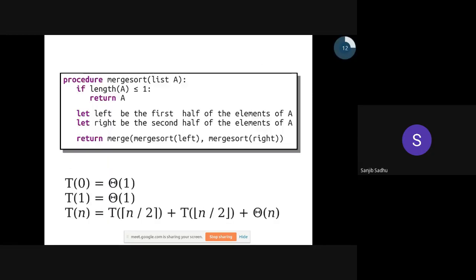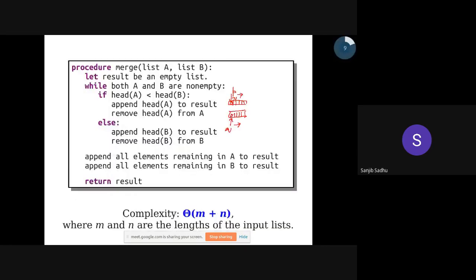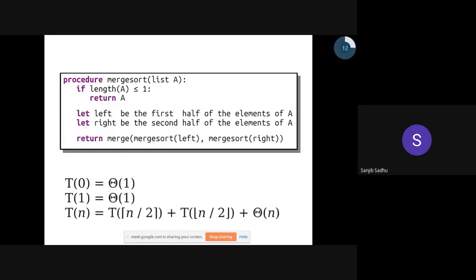Now first you see, in case of merge sort, what happens? Here you see this is the merging procedure. Merge is a procedure or function call that takes two lists, list A and list B, and merges the two lists. Now in the merge sort algorithm, what do you do? You first divide the list into two parts.